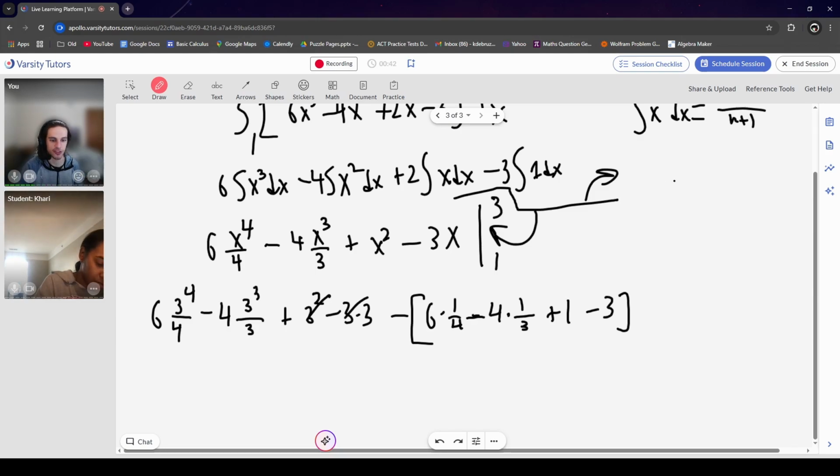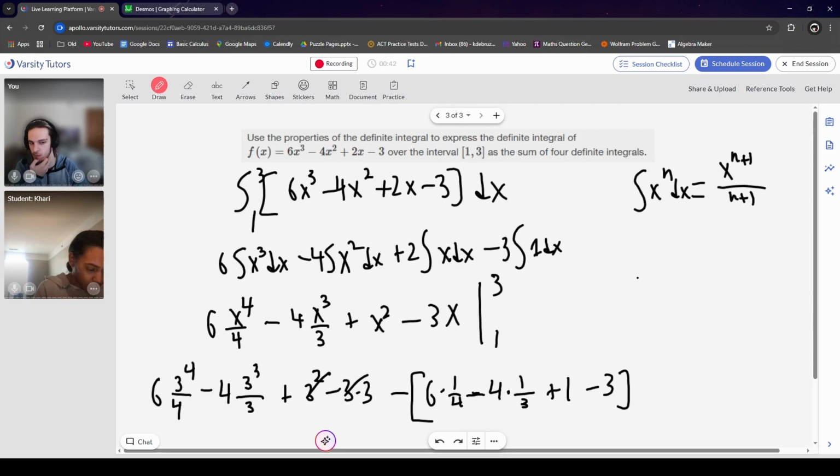Then if it's indefinite, we add the plus C. So I'm just kind of curious. Do you know where the plus C comes from? I don't know where it comes from. I just know what it is. I just know it's the constant.